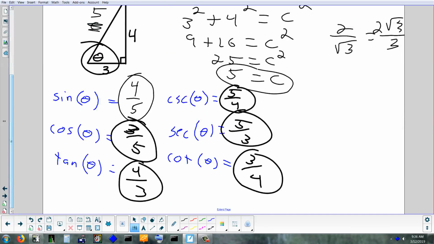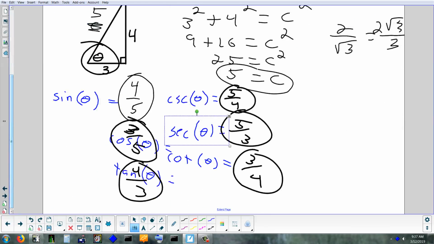Sine with cosecant, cosine with secant, tangent with cotangent. What's the fancy name for when you flip something? Do you remember it begins with an R? It's reciprocal. These are called reciprocal functions, okay? The ones that go left to right.